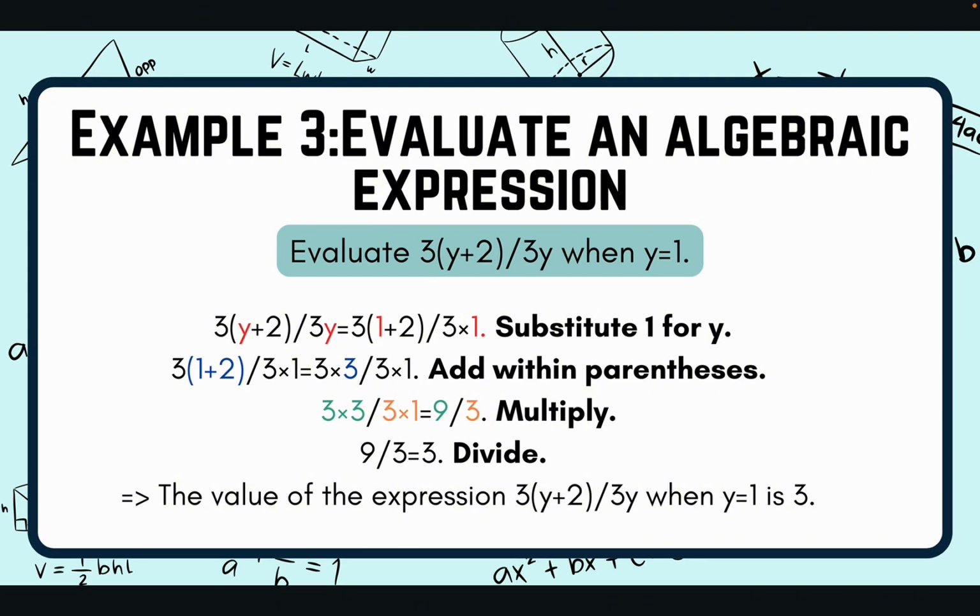This is the last one. It is an example of evaluating an algebraic expression. First of all, you substitute 1 for y. Then all the y's become 1. If we follow the order of operations, we have to evaluate the expression inside grouping symbols. Since there is 1 plus 2 in the parentheses, we evaluate this into 3. And if we multiply 3 and 3, it becomes 9, and 3 times 1 equals 3. Finally, if we do 9 divided by 3, the answer is 3.